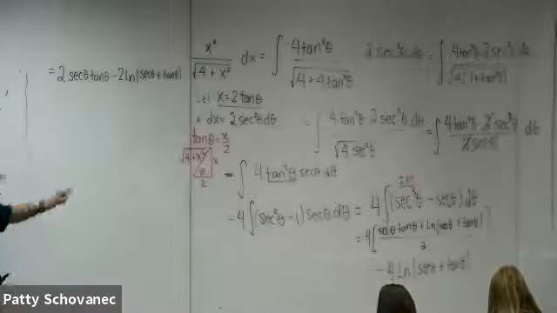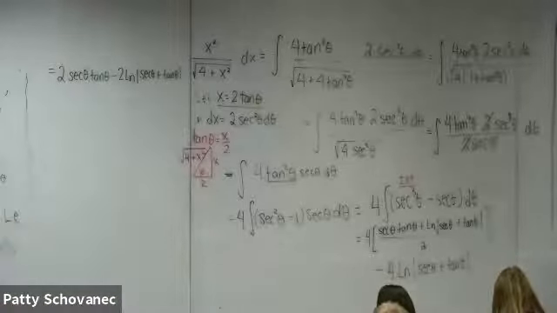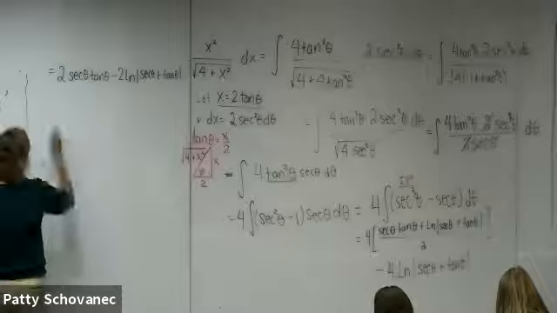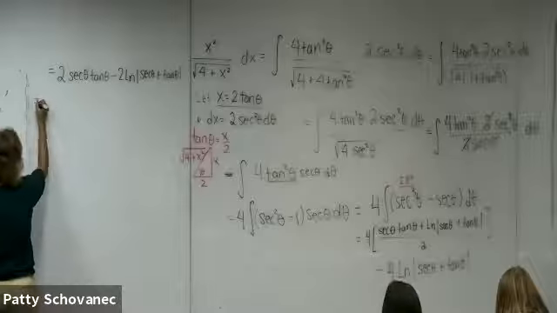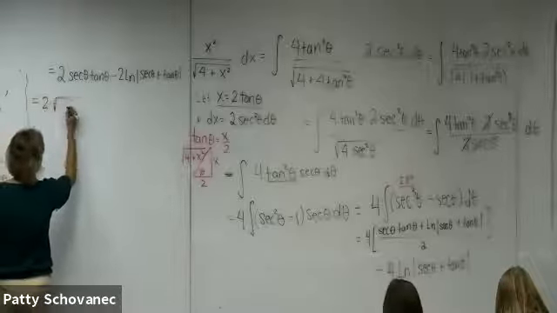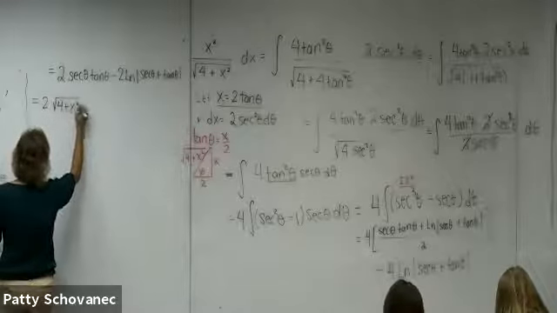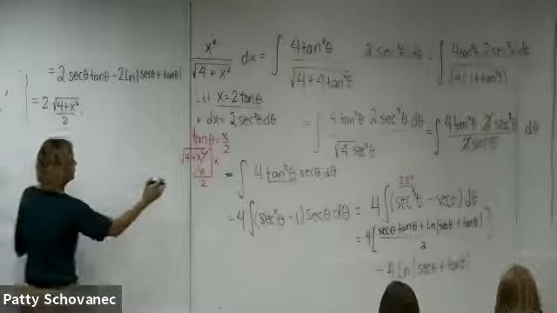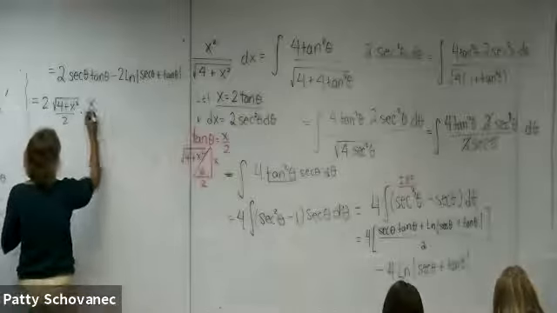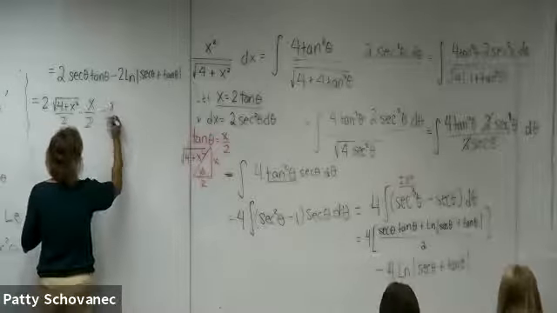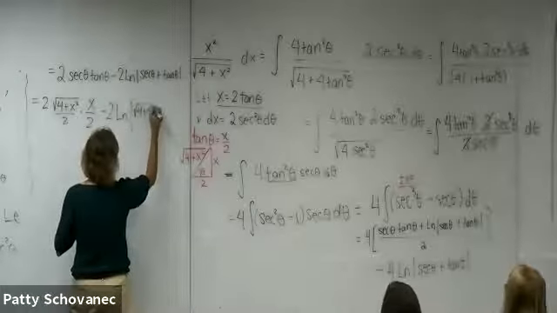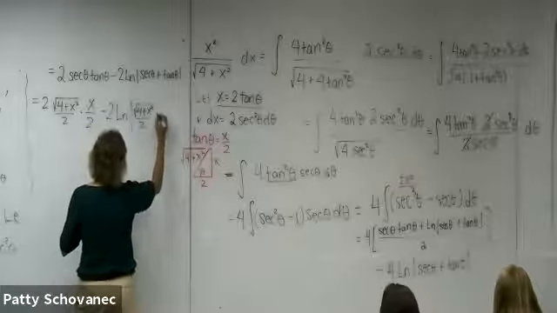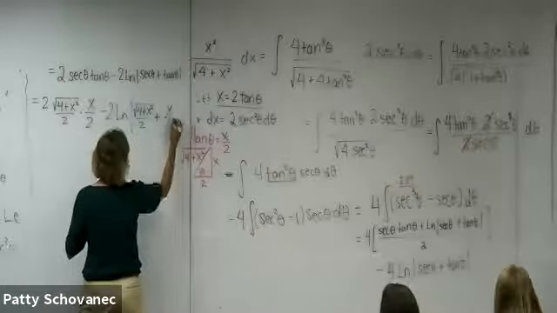Does that satisfy the Pythagorean theorem? Leg squared plus leg squared is hypotenuse squared? So use that picture and tell me what the secant of theta is. Hypotenuse over adjacent, so you're right: the square root of 4 plus x squared over 2. The tangent of theta was x over 2. Let's go in here into the logarithm and do that. Secant of theta was the square root of 4 plus x squared over 2. And then the tangent of theta was x over 2.